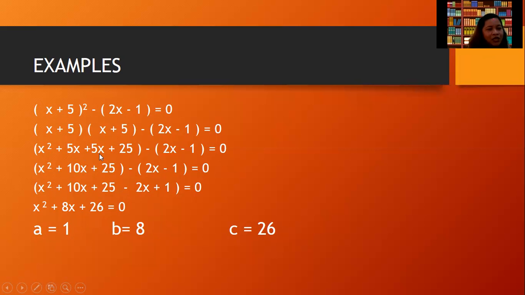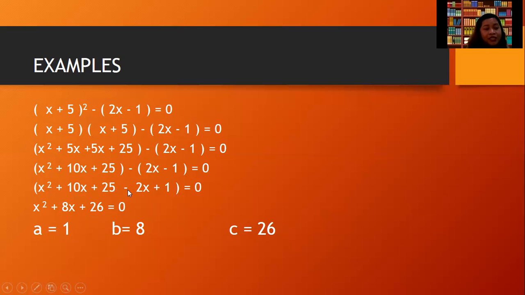Observe that 5x and 5x are like terms. So therefore, if we combine them, it will become 10x. So therefore, our trinomial this time is x squared plus 10x plus 25 minus, we have not yet touched the second given, minus the quantity 2x minus 1 is equal to 0. Now, we will do the difference of two polynomials.